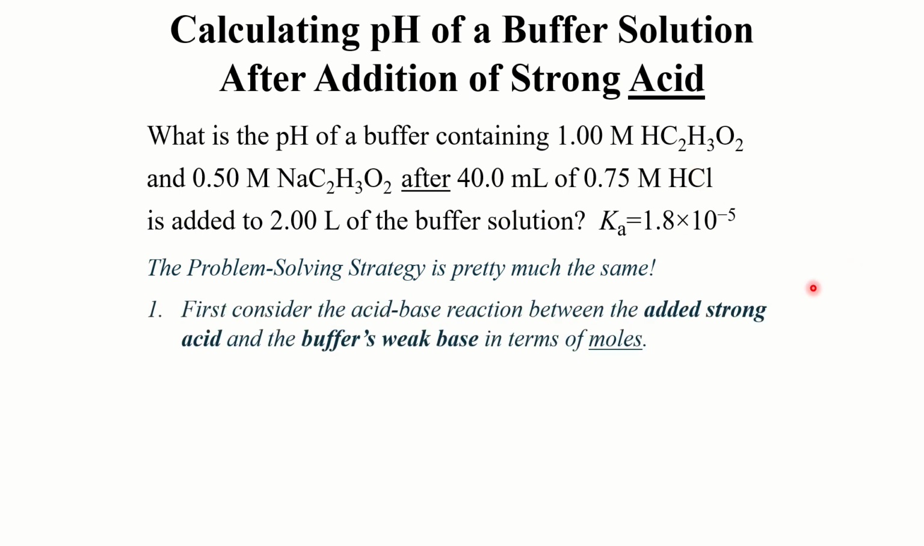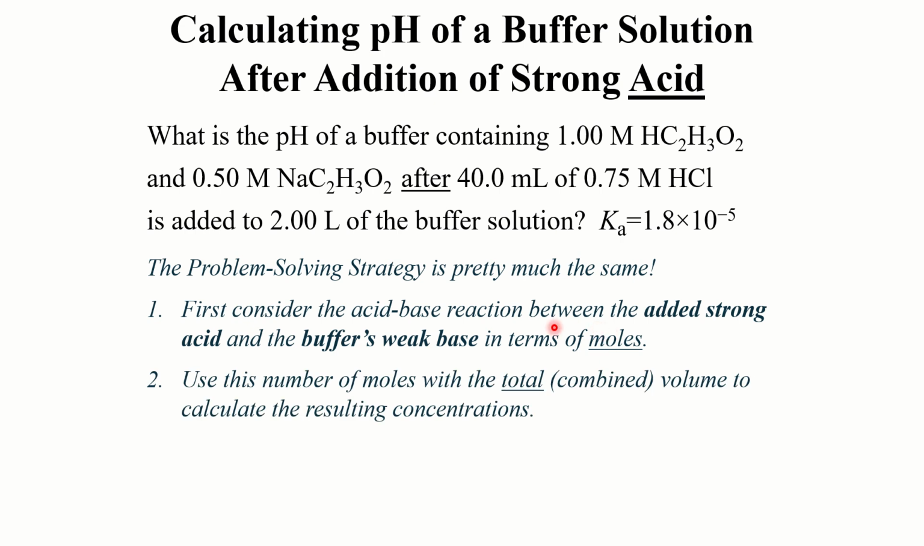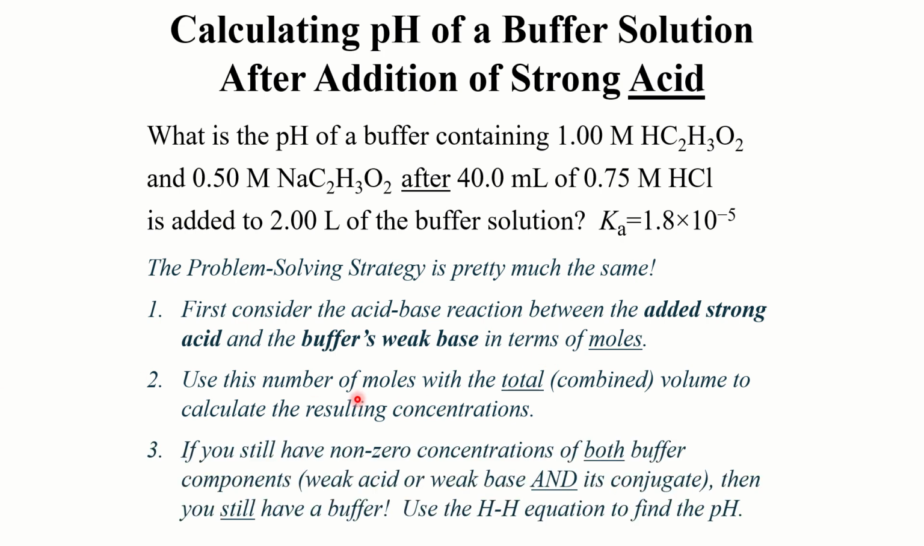Again, this problem solving strategy is pretty much the same, just a small difference in the first step. We are instead going to consider the acid-base reaction between the added strong acid and the buffer's weak base. We should again do this in terms of moles. Once we've got our mole values, we're going to divide by the new total combined volume to calculate the resulting concentrations. And then if we still have non-zero concentrations of both buffer components remaining, we still have a buffer, and we can use the Henderson-Hasselbalch equation.